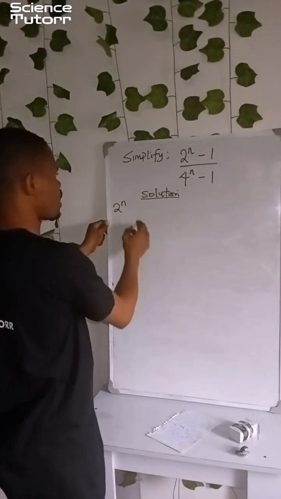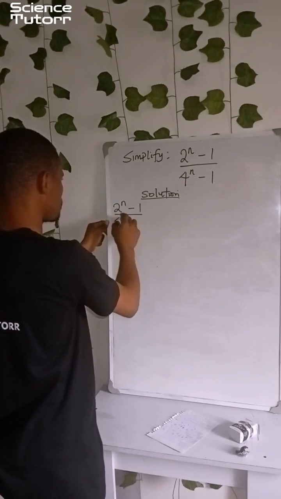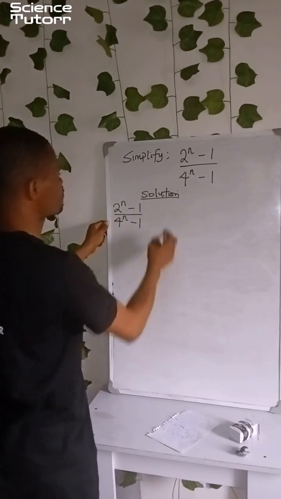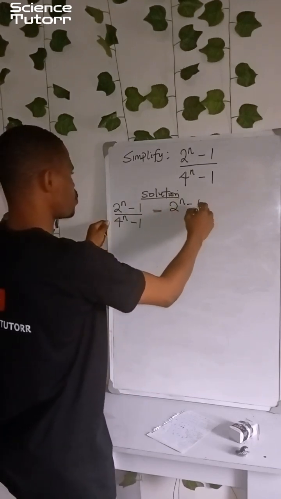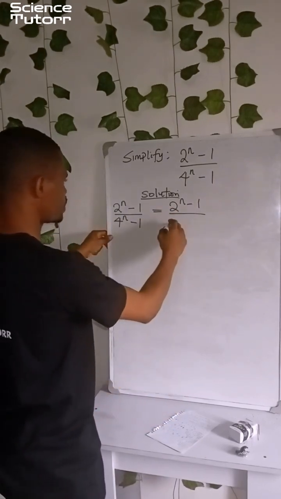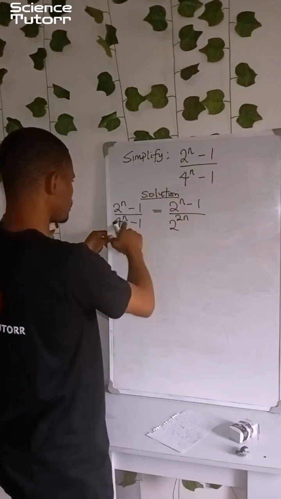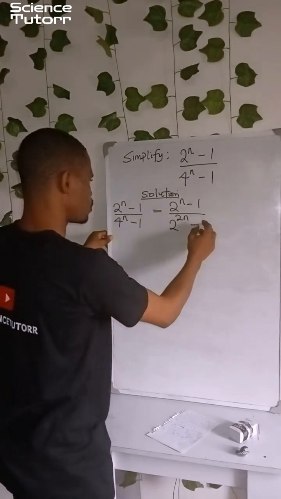We have 2 raised to power n minus 1 divided by 4 raised to power n minus 1. Now the numerator remains 2 raised to power n minus 1, but we can do something to the denominator. 4 can be split into 2 raised to power 2, so it becomes 2 raised to power 2, n comes, 2 raised to power 2 is 4, then n minus 1.